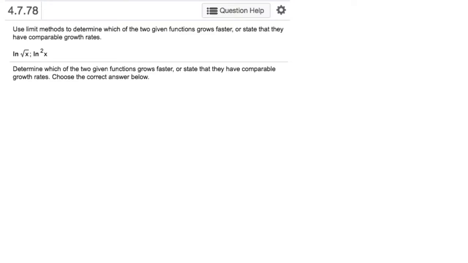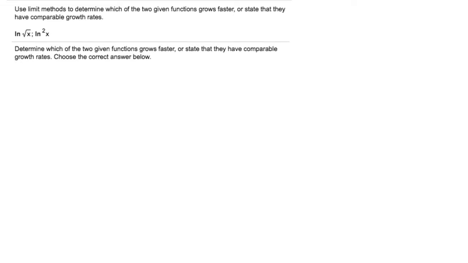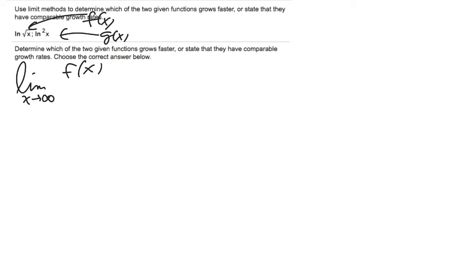Here's a solution to one of the problems from section 4.7 on L'Hopital's rule. We're asked to compare the growth rates of two functions, and so we talked about the fact that that means that we're trying to compute the limit as x goes to infinity of the ratio of these two functions. So let me just refer to the first one as f of x and the second one as g of x. And so I want to look at the ratio of f of x over g of x.